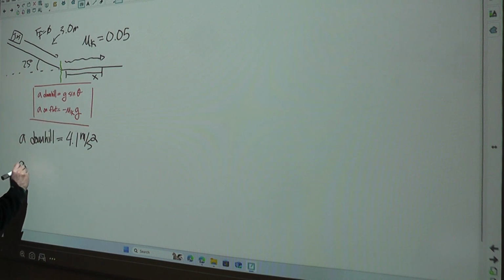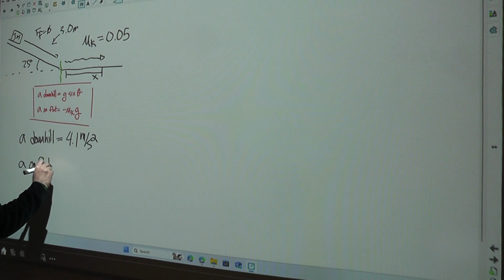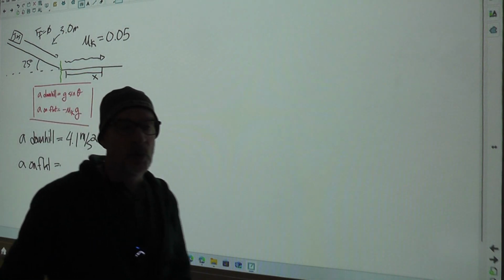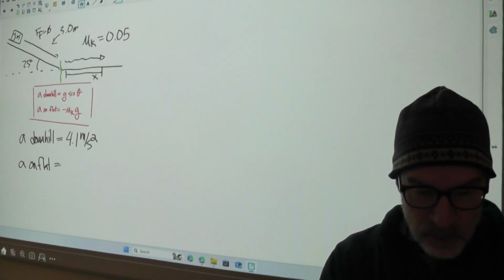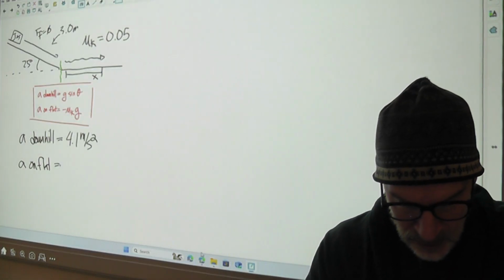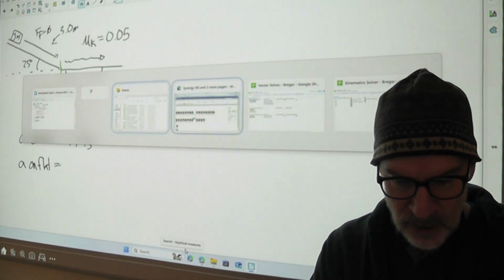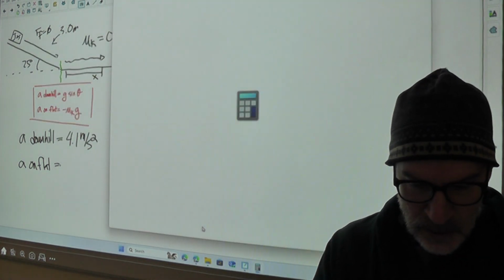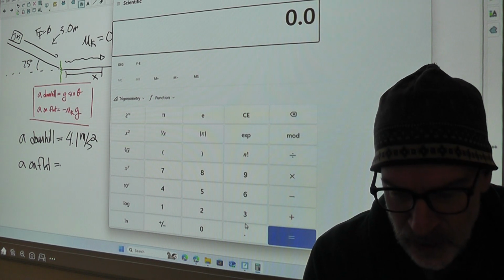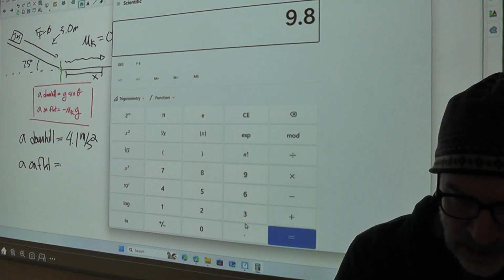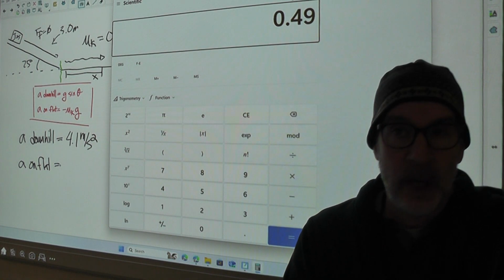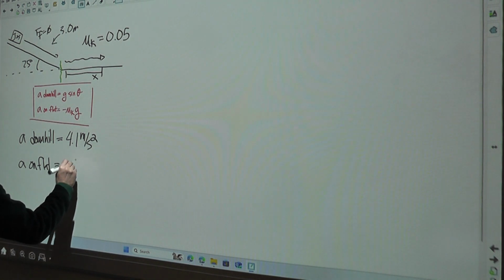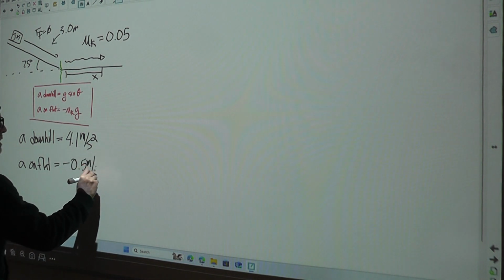On the flat, the acceleration is going to be negative mu k times g. So what's that? Well, mu k is 0.05. I got rid of my calculator, that was clever. So mu is 0.05, g is 9.8, so it's about 0.5, right? That's good enough. And it's negative, so it's about negative 0.5 meters per second squared.